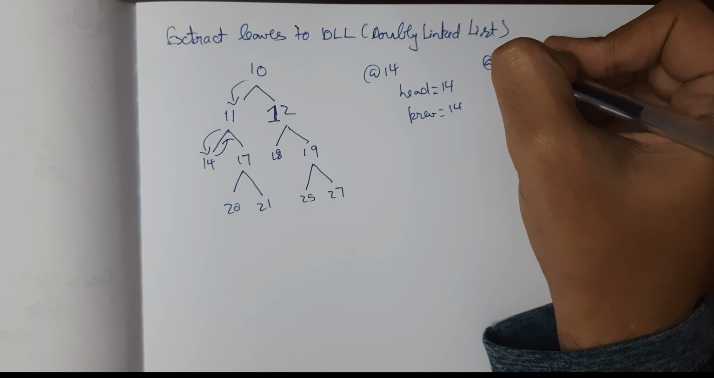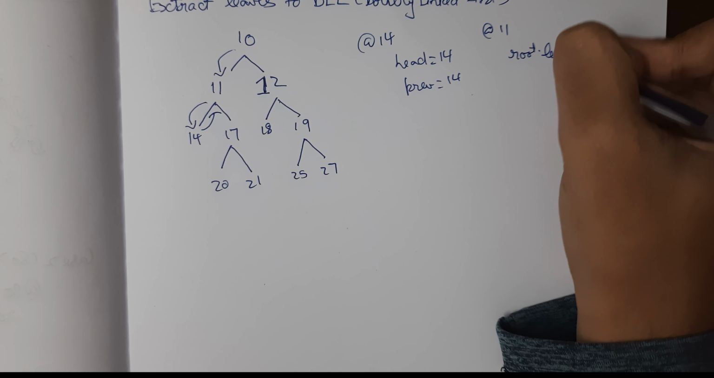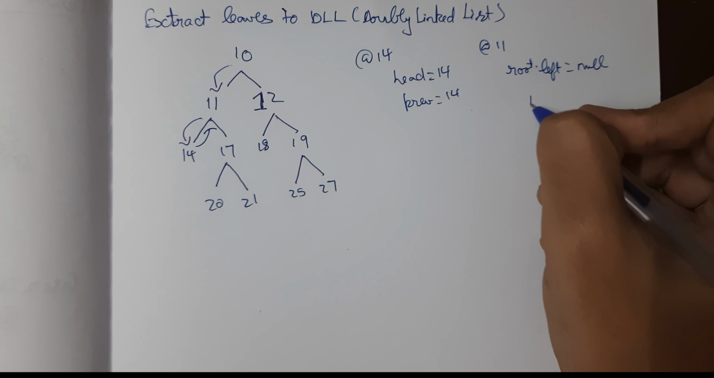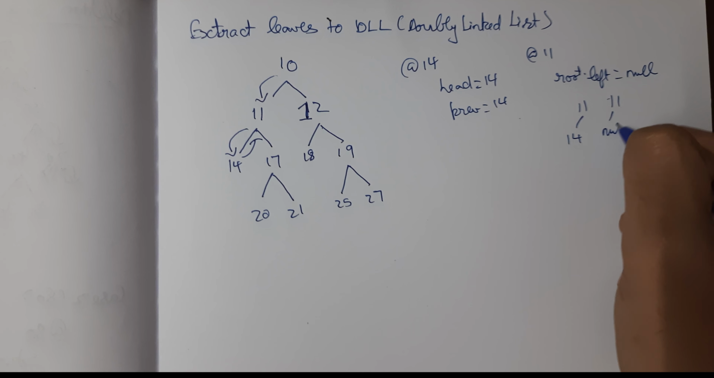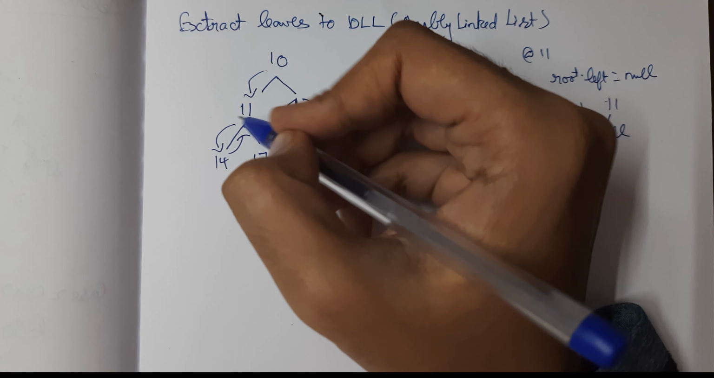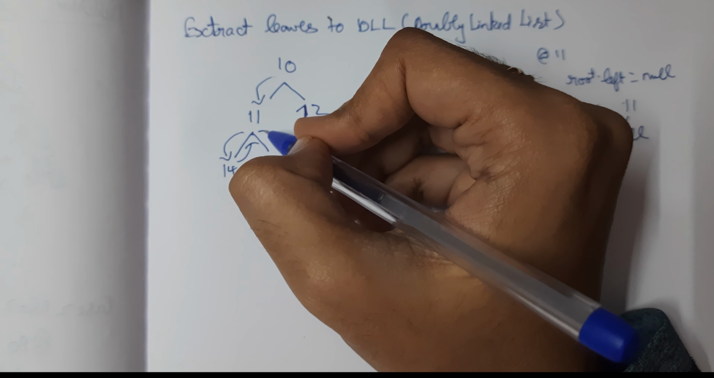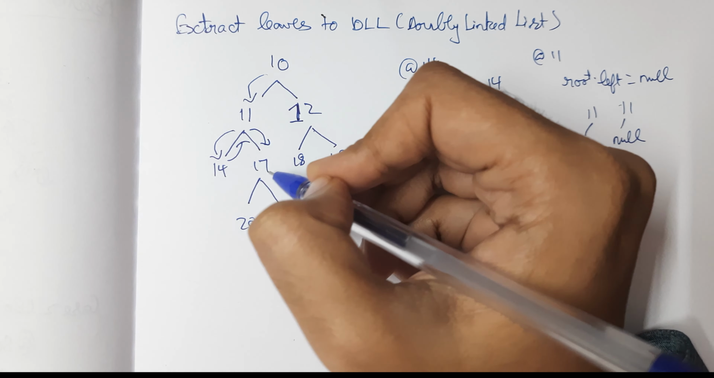At 11, what happens is root dot left becomes null. So this basically means 11, which used to have 14 in the left subtree, will now be containing a null value. So that is what this means here. Again, we go to the right subtree of 11.